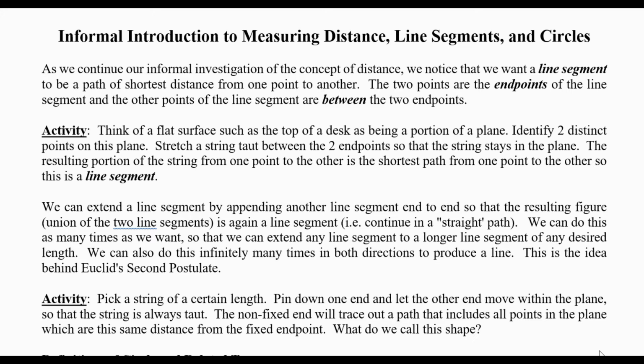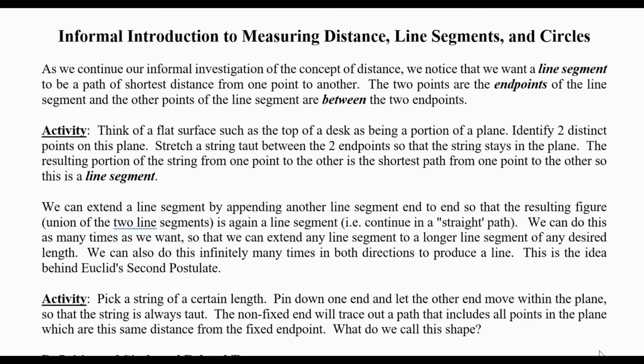Think of a flat surface, such as the top of a table or desk, as being a portion of a plane. Identify 2 distinct points on this plane. Stretch a string taut between the 2 endpoints so that the string stays in the plane. The resulting portion of the string from one point to the other is the shortest path from one point to the other. So this is a line segment.